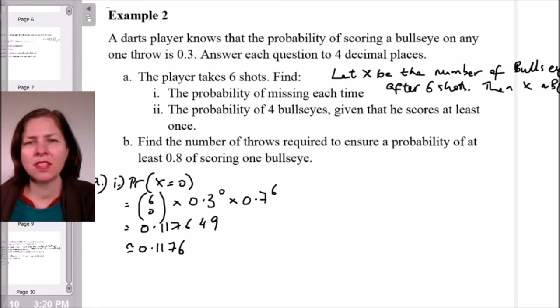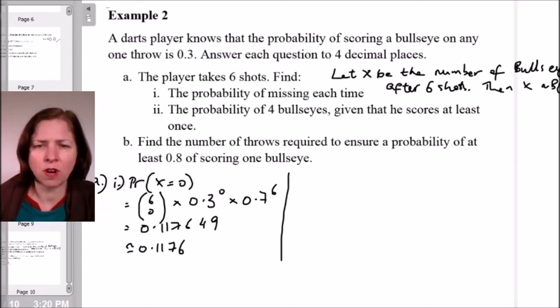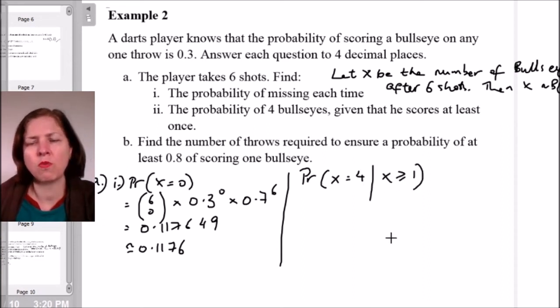The second part, the probability of 4 bullseyes, given that he scores at least once. So this is a conditional probability question, so I have to make sure that I treat it in the same way. So first of all, let's jot down exactly what I'm asked for here. The probability that x equals 4, given that x is greater than or equal to 1.